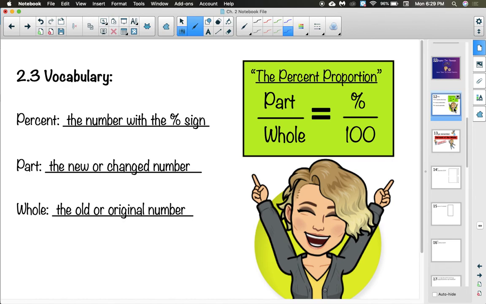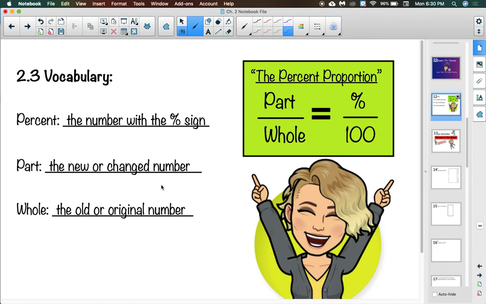Vocab, we've got 3 important vocab words and the percent proportion itself. So let's begin with the percent. Percent is the number with the percent sign, okay? I know that we have other definitions for the word percent. We talked about it in chapter 2, lesson 0. It's part out of 100. But here for this lesson, I'm happy with the number with the percent sign or the number with the word percent because we need to be able to know how to pick out the percent in a problem.